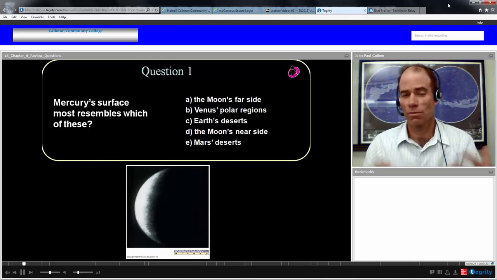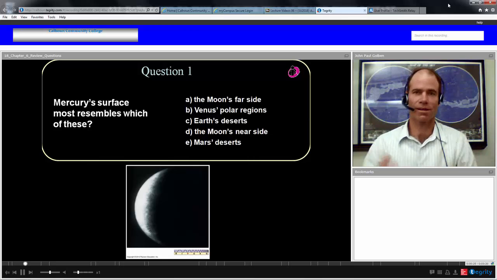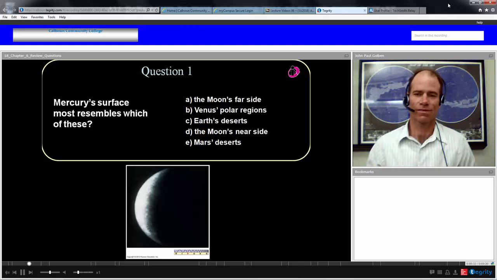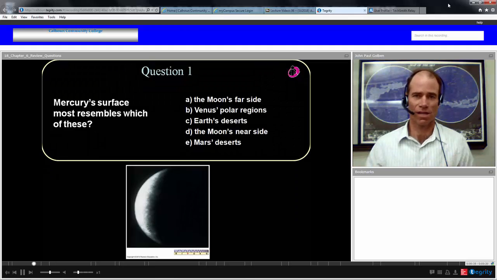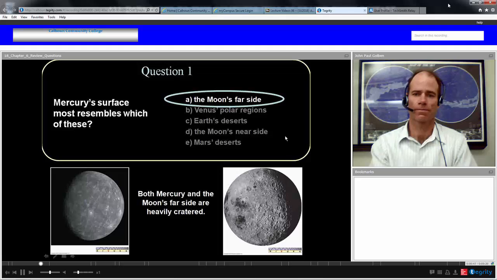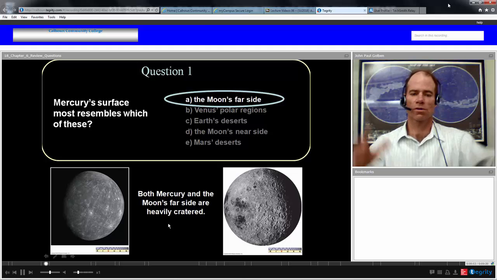Well, as we look at Mercury's surface, you see a lot of craters. You don't see any maria. So it's a very cratered surface, kind of looks like Earth's moon, but not the near side of the moon, because that has all those maria areas. So it kind of looks like the moon's far side. So Mercury and the moon's far side are heavily cratered. Craters look smaller on Mercury just because Mercury's bigger.